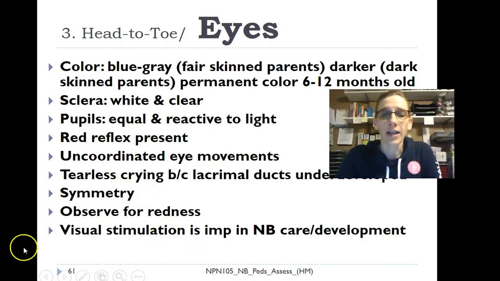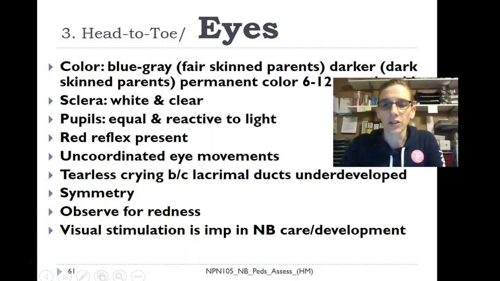They have tearless crying often because their lacrimal ducts are underdeveloped. They should have symmetry of the eyes, and you observe for any redness or drainage. And visual stimulation is very important in newborn care and development.